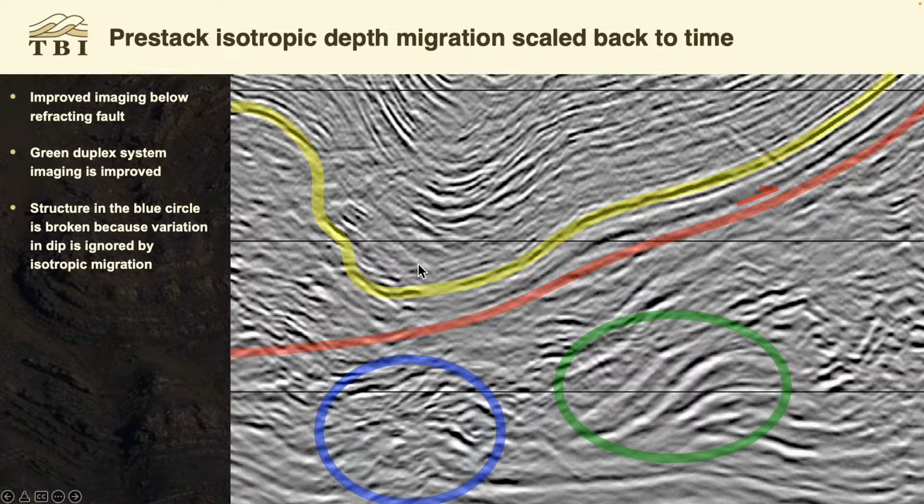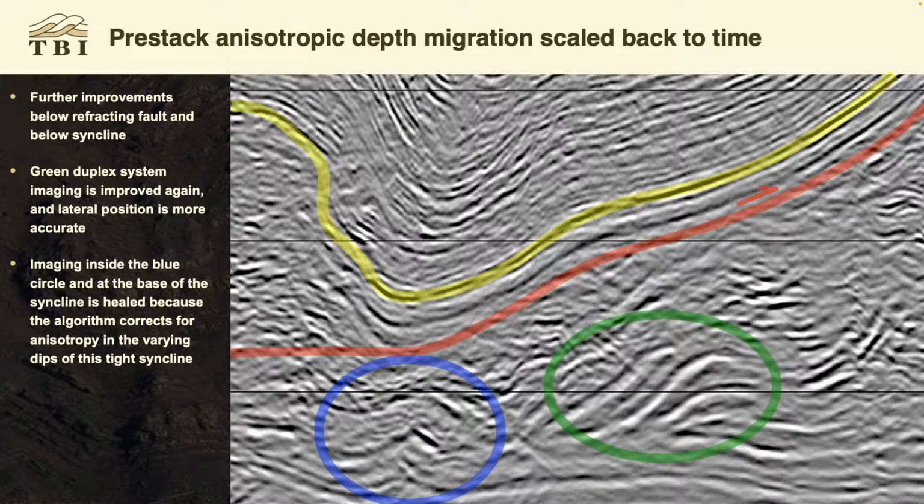Now below the syncline is where synclines are tricky, as we saw with the pre-stack time migration. It's tricky to image underneath the syncline because we've got the velocities varying with direction. So when we do the anisotropic depth migration, we incorporate the dipping anisotropy into our velocity model, into our structural model for depth imaging. Then we can see we've resolved the anticlinal feature in the blue, and we've got a much cleaner look to the duplex system in the green.